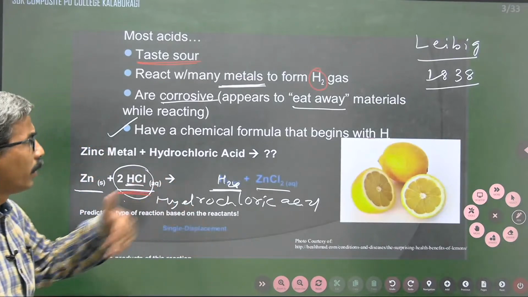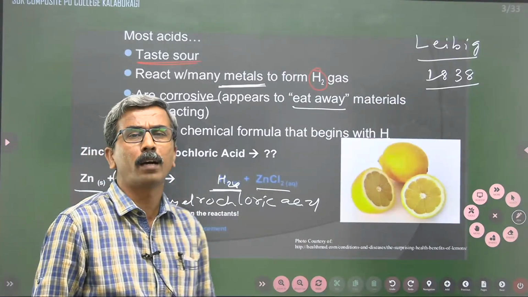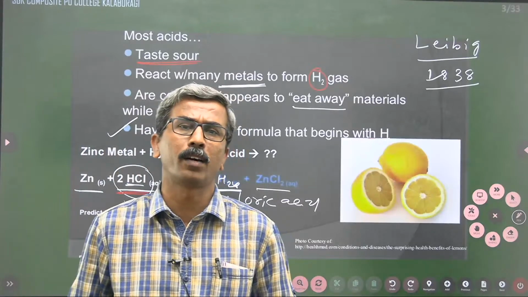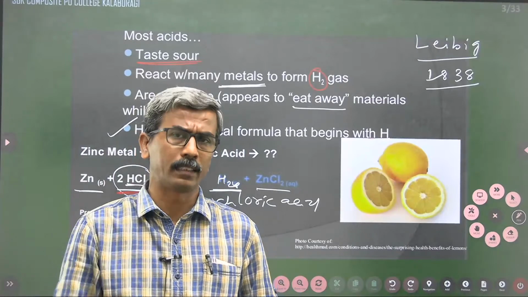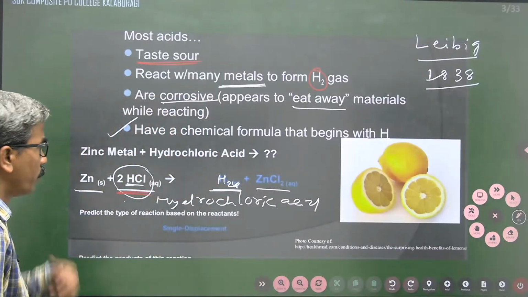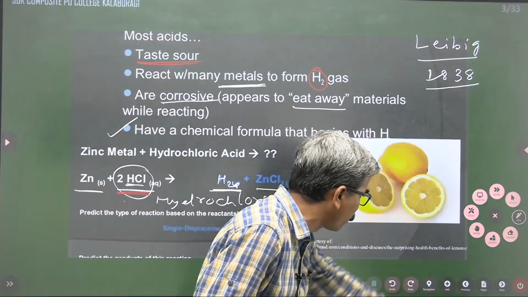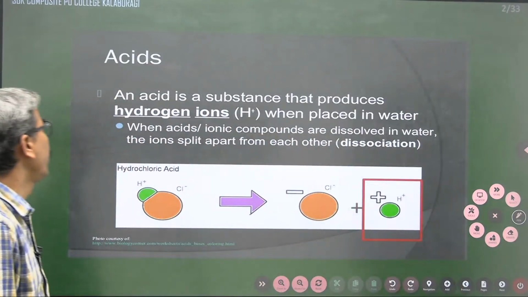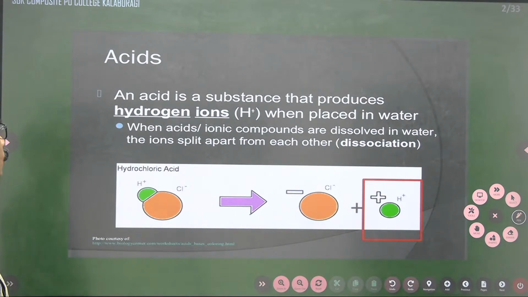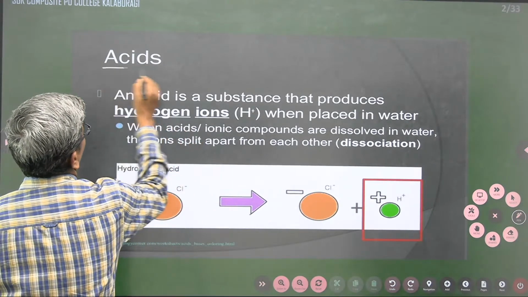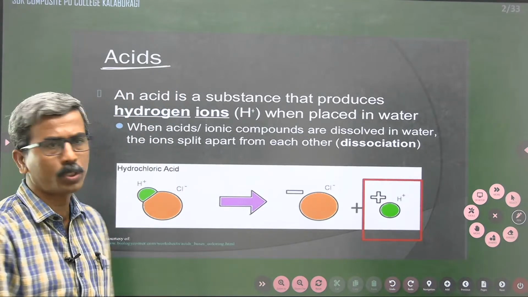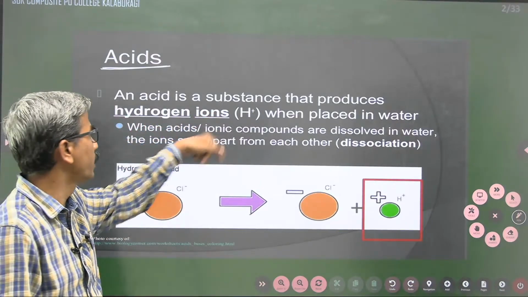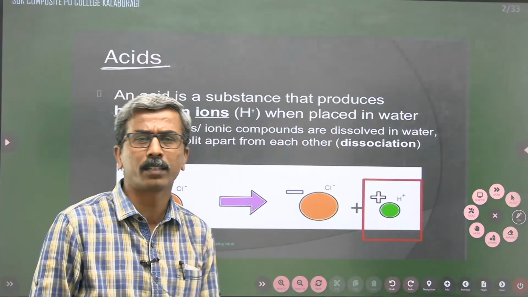Now, like that, we have different approaches, and different scientists have defined what acids are. Out of them, in this slide I am going to go with one more way, according to Arrhenius. He defined what acids are. An acid is a substance that produces, as I have already said, now I am going with another way of defining.